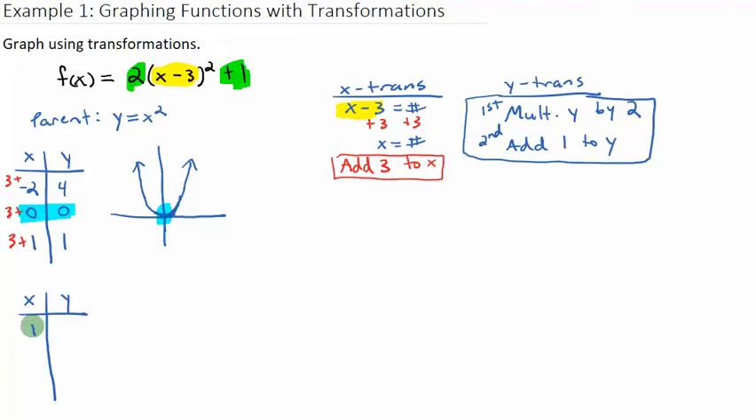3 plus negative 2 is 1, 3 plus 0 is 3, 3 plus 1 is 4. My y values don't change, and now my blue reference point is 3, 0 instead of 0, 0. And what happened was my graph moves to the right 3 units. That's what happens when you add 3 to x.